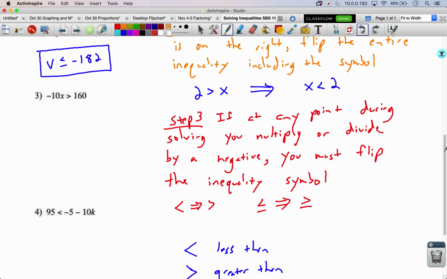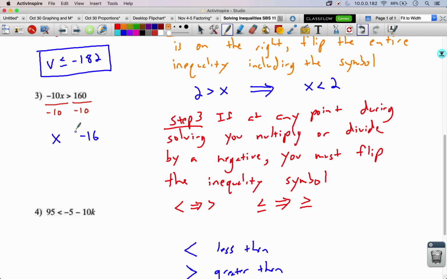All right, problem number 3. Here's where that special rule is going to come into play. So I've got negative 10 times x. To get rid of that negative 10, I've got to divide both sides by negative 10. On the left side, it cancels out and I'm left with just x. On the right side, 160 divided by negative 10 is negative 16.